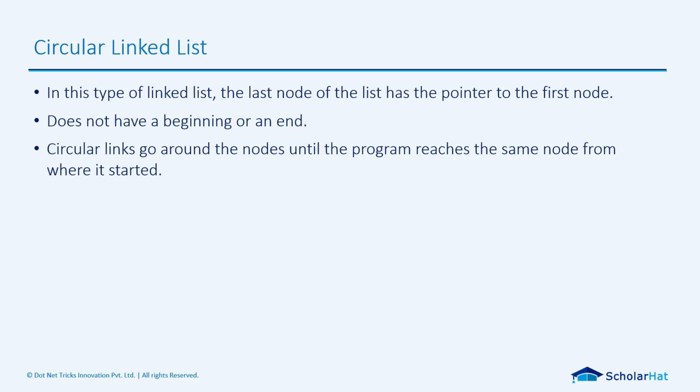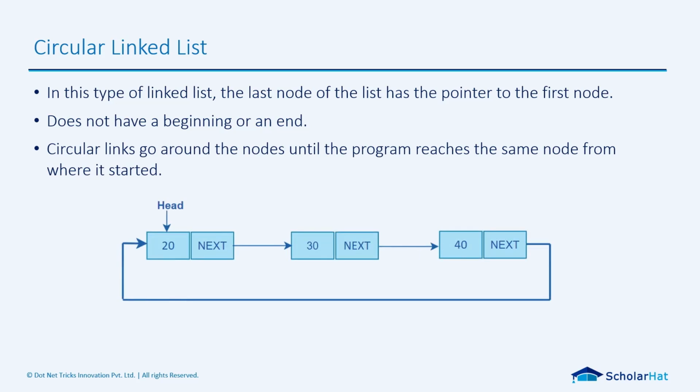But we can still take the head and the tail of that, right? So we'll understand what I'm trying to say. In this circular linked list, we go around the nodes until the program reaches the same node from where it started. Suppose the head is there, and we take this node as the tail, and until it reaches here, we say that it's a circular linked list.